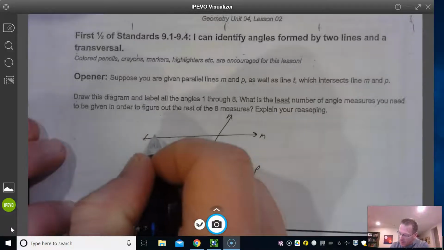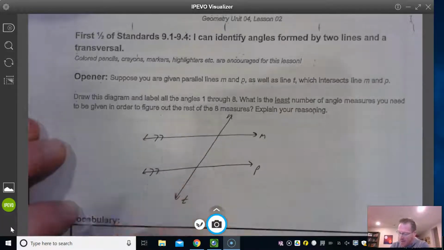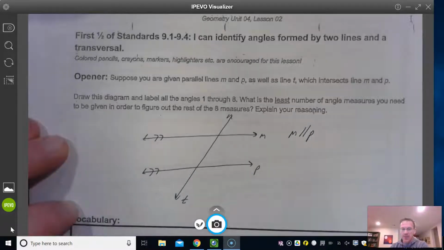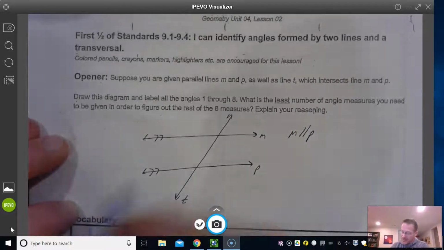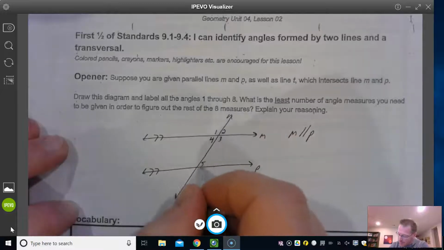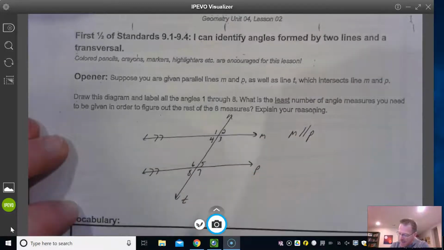And for the parallel symbol for lines, we put little arrow marks on there. It could be one arrow mark, it could be two arrow marks, and that signifies that M and P are parallel. Or maybe you might see this notation, which means that M is parallel to P. And I'm just going to label these 8 angles.